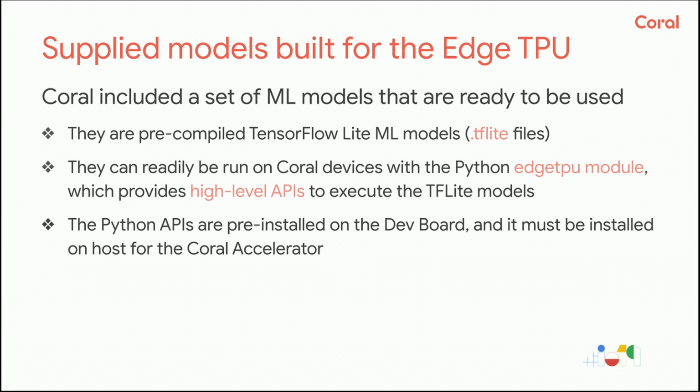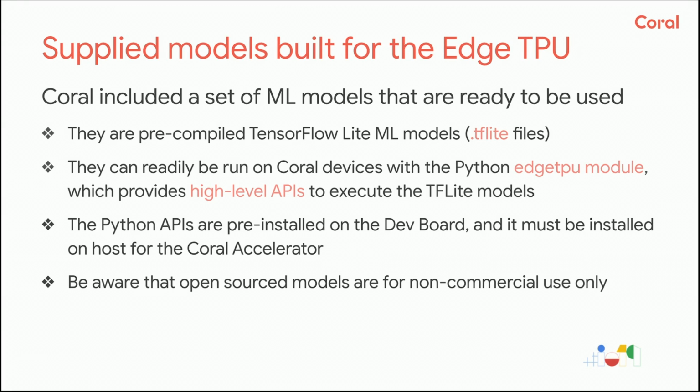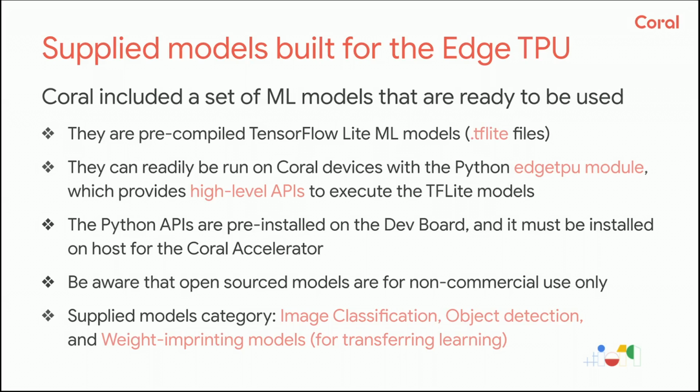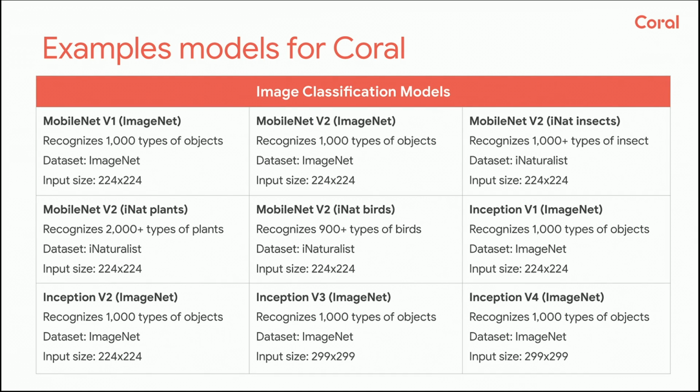The Python APIs are pre-installed, as I mentioned, right? So that's what you need to do. I do want to mention, though, a lot of those models we supply for free online for you to use are for non-commercial use only. That means if you want to build a product, let's say you want to sell for money, you will need to make your own model rather than use an open source free model that is for non-commercial use, okay? The supplied models include the categories of, as I mentioned, image classification, object detection, as well as one called weight imprinting. That's, again, used for transfer learning, and I'm going to talk about it in a minute. So here are some examples of the models that we make available for you online. And here are the image classification models, as you can see.